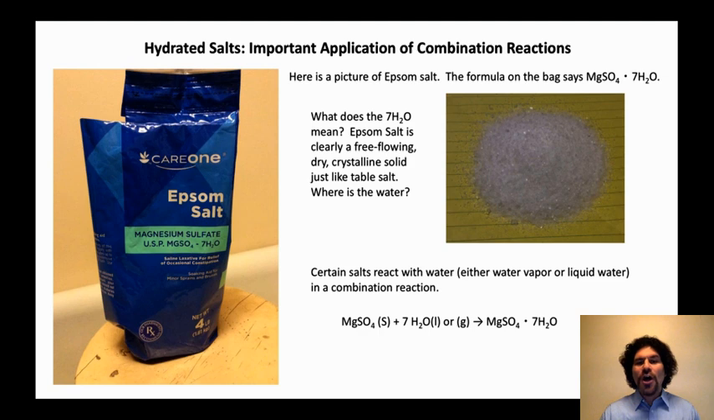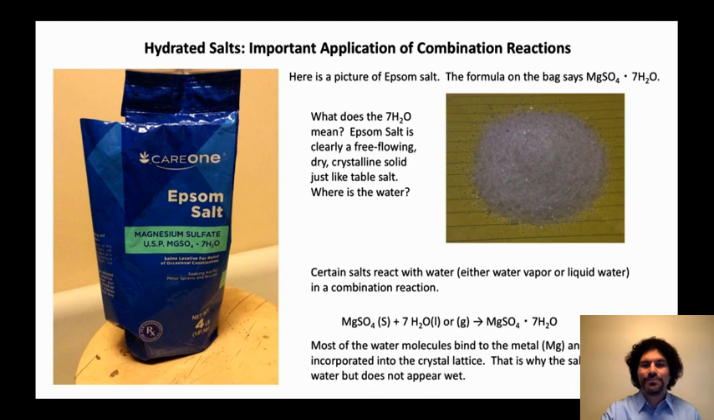Well, certain salts react with water, and they'll either react with liquid water or water vapor in a combination reaction. The combination reaction taking place here is solid magnesium sulfate, and if it has no water on it, we call it anhydrous magnesium sulfate. It actually reacts with 7 molecules of water to give magnesium sulfate heptahydrate, is what we call it. Hepta is the prefix for 7.